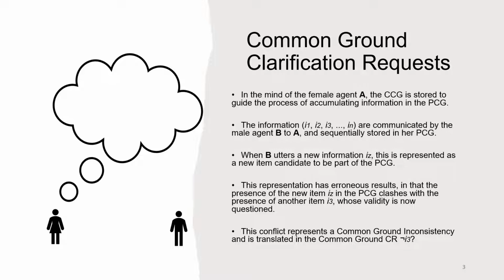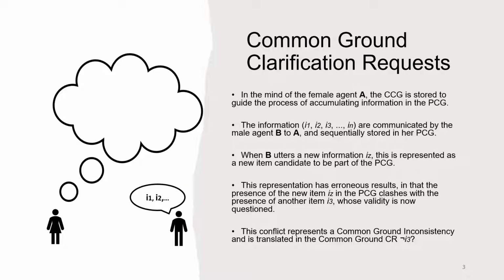Before giving some details about this type of clarification request, we need to define two different types of common ground: the communal common ground and the personal common ground. The communal common ground is the set of knowledge which is shared between the participants of the same community, whereas the personal common ground is the set of information that is shared during the interaction. We have here an example.